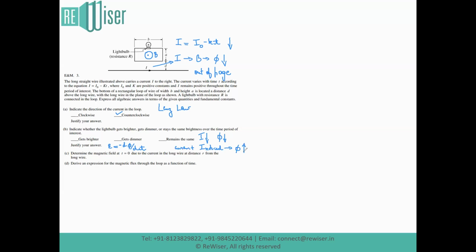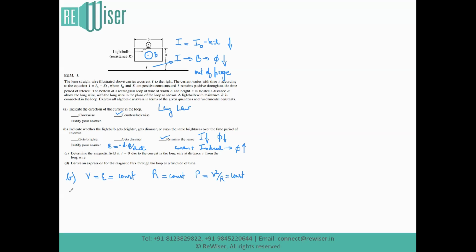Since I know that the flux is increasing uniformly, the rate of change of flux with respect to time is a constant, which in turn tells me that the voltage across the bulb, or the EMF, is going to remain a constant. I know that the resistance of the bulb is also going to remain a constant, which means the power dissipated by the bulb, which is V squared over R, is also a constant. Since power is a constant, the brightness also remains the same.